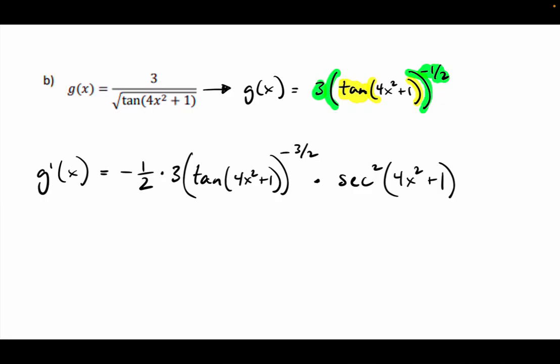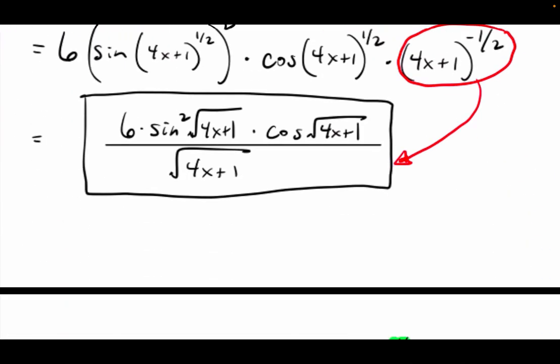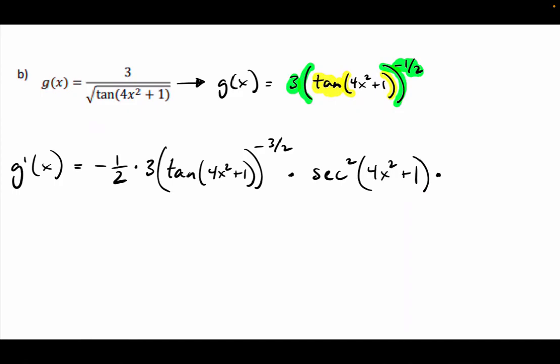You can write secant squared like that, or you can write it like that. Either one's okay, because it means the same thing. One more chain, one more link. Now the last thing is the very, very inside. We said the inside was 4x squared plus 1, and the derivative of that is just 8x. Done. Now we just got to clean it up a little bit.